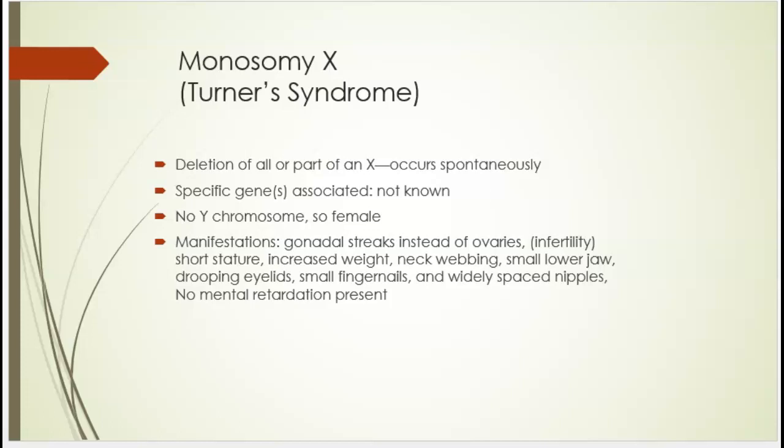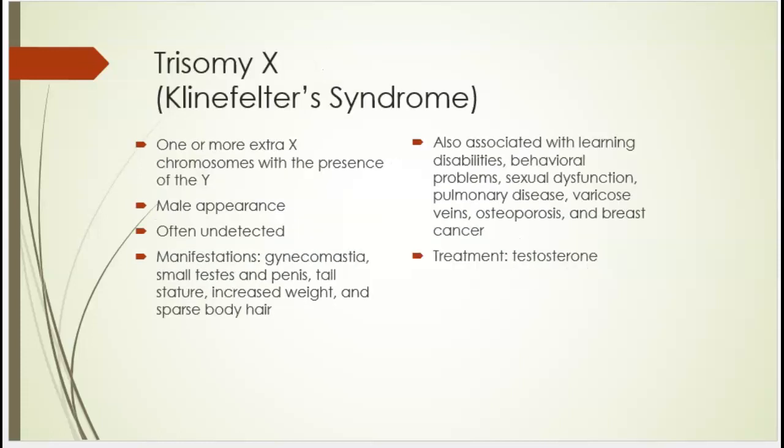These patients are infertile. They tend to be short, increased weight. They have neck webbing, which means that their skin kind of webs out to the sides. They have a smaller lower jaw, drooping eyelids, small fingernails, widely spaced nipples. No mental retardation is present in these. So it's that physical manifestation of those characteristics that I listed for you.